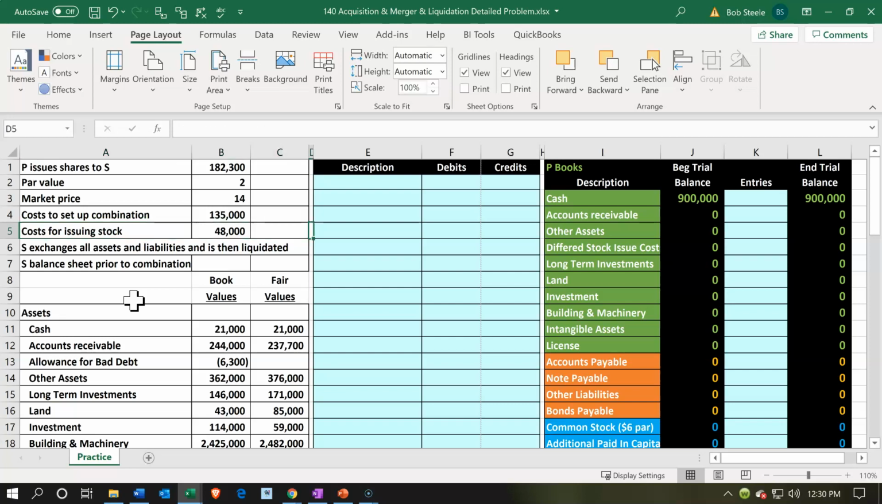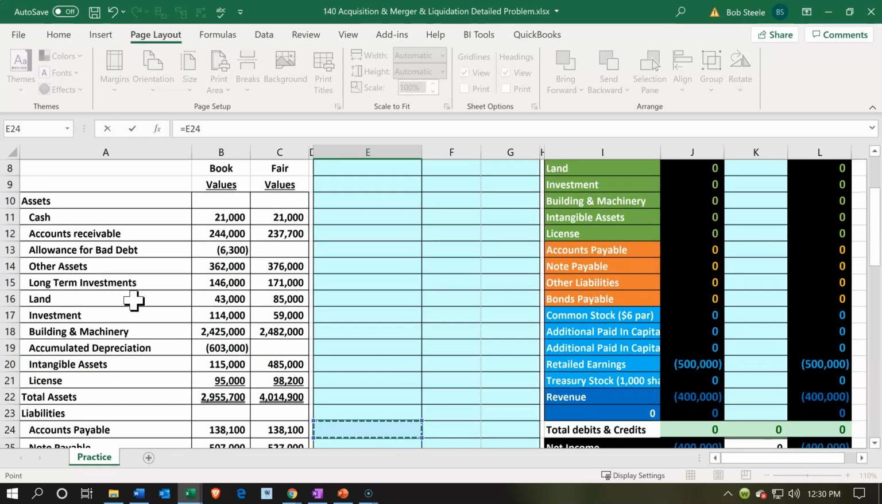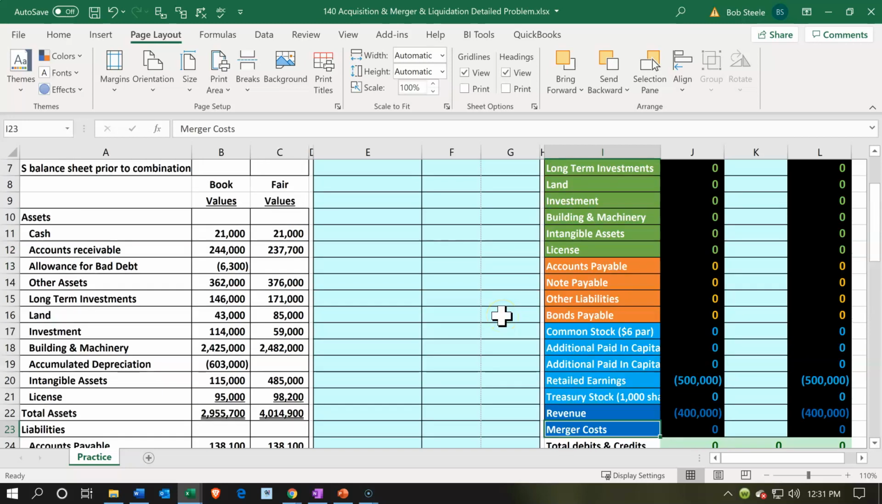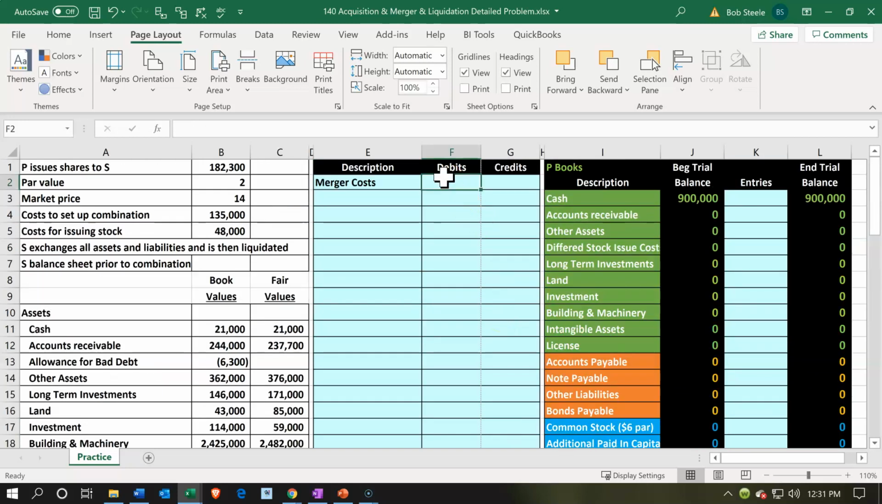So that's going to be just like any other expense, the expense of doing business. So I'm going to say, all right, we're just going to expense those. So let's start off there. Way down here, we've got the expenses, and we're just going to call them merger costs. They're going to be an expense down here. So we're going to say merger costs, and that's going to be for the 135. We're going to be paying cash for those costs, so cash is going to be going down.